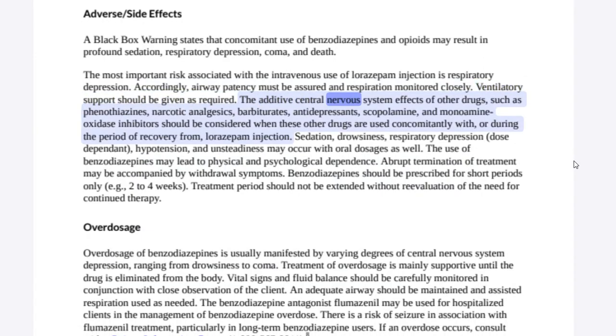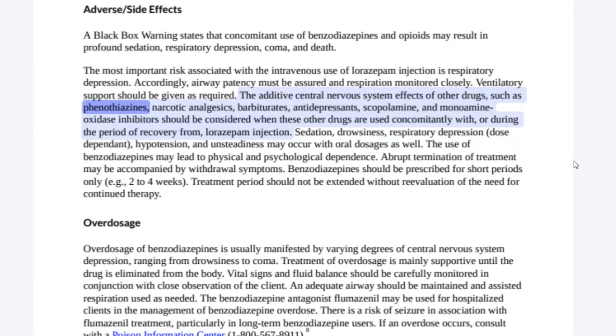The additive central nervous system effects of other drugs, such as phenothiazines, narcotic analgesics, barbiturates, antidepressants, scopolamine, and monoamine oxidase inhibitors, should be considered when these other drugs are used concomitantly with, or during the period of recovery from, lorazepam injection. Sedation, drowsiness, respiratory depression, hypotension, and unsteadiness may occur with oral dosages as well.